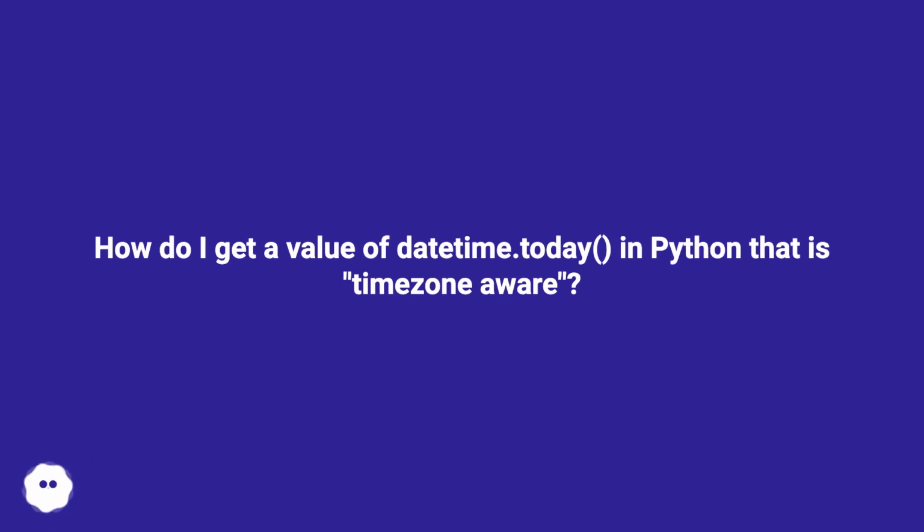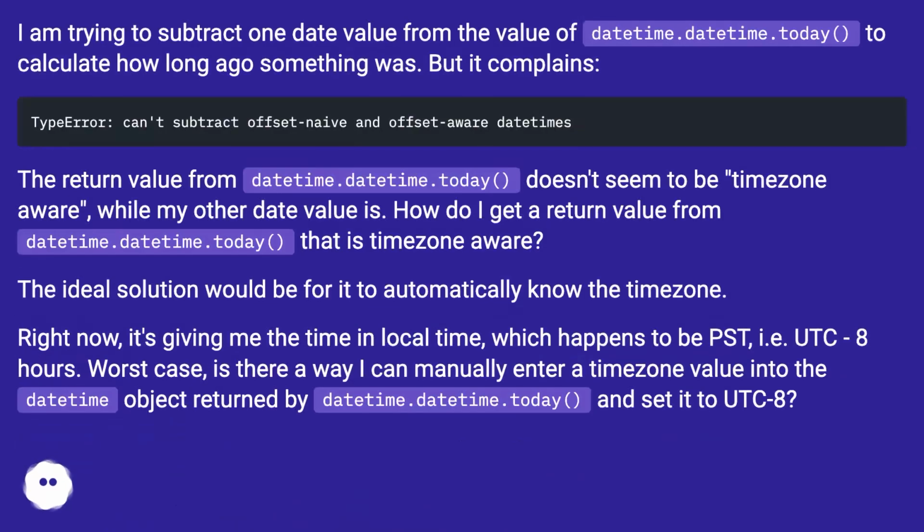How do I get a value of datetime.today in Python that is timezone aware? I am trying to subtract one date value from the value of datetime.today to calculate how long ago something was, but it complains.